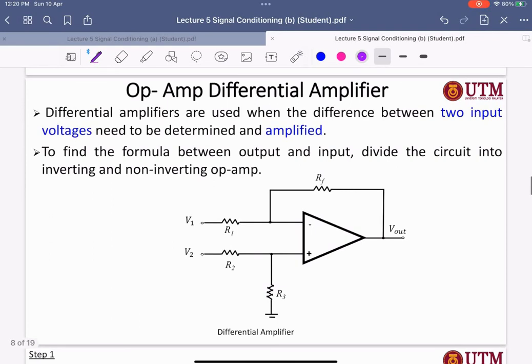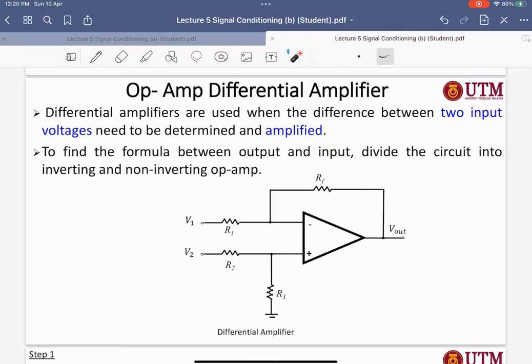Alright, so let's move to the differential amplifier, right? We can have another configuration for the op-amp to check the difference between the two inputs, and then we can amplify it. To find the formula between output and input, divide the circuit into inverting and non-inverting op-amp. So that means we will use these two terminals. The circuit will be like this.